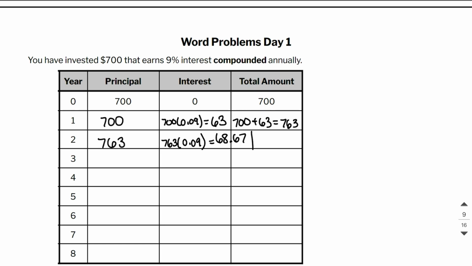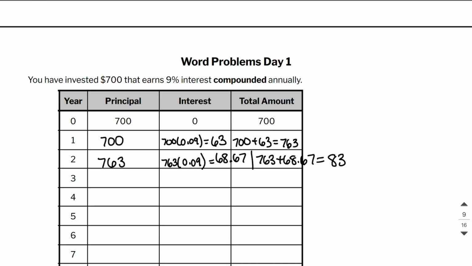Which means that we now have $763 plus $68.67, which is $831.67. Well, and then I would take $831.67 and go from here. But this gets really redundant, unnecessarily redundant. So how can I do this a little bit faster?